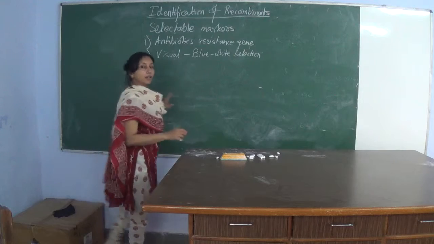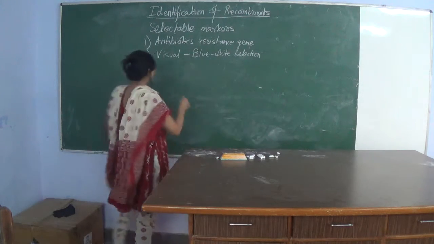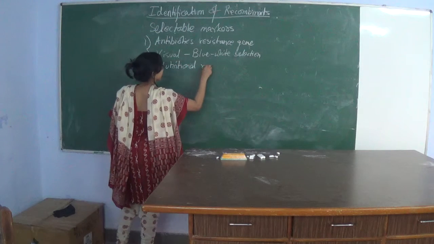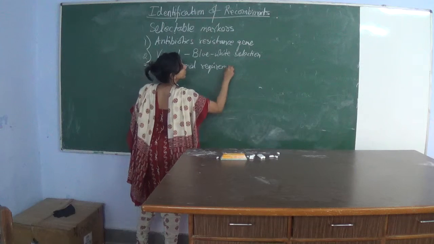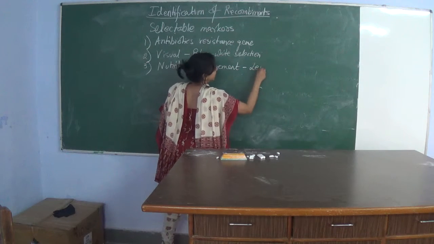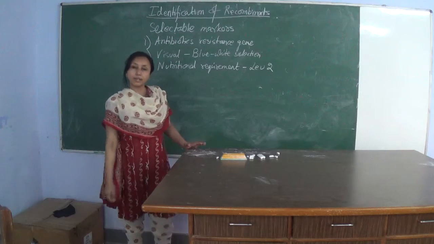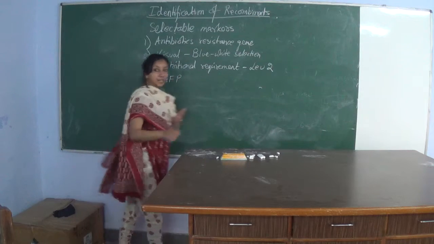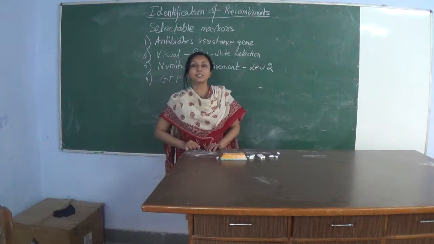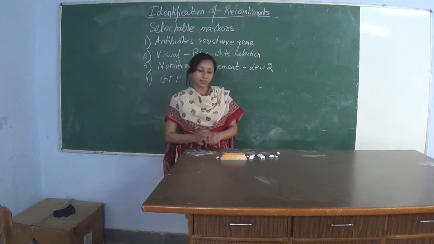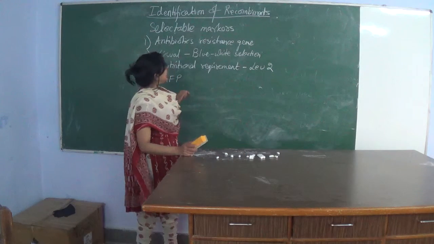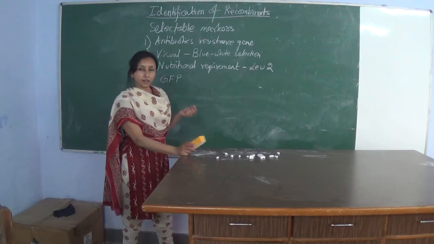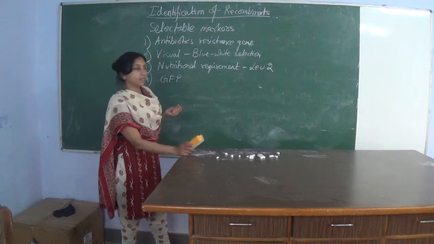The third type of selectable marker can be a nutritional requirement selectable marker. That is the mu2 gene. It can be used. The fourth one could be GFP, that is green fluorescent protein. This gives a fluorescent color, green fluorescent color, to the host cells. So first of all, we will be discussing how to identify the recombinants containing the recombinant DNA with the help of antibiotic selectable markers.